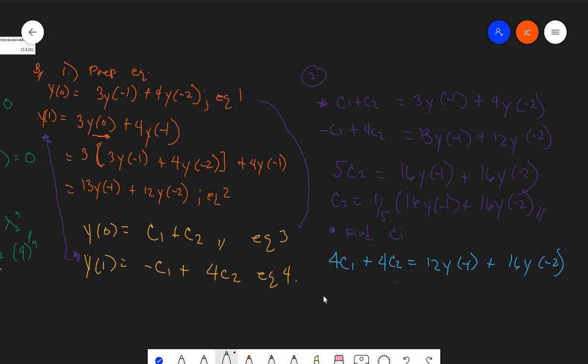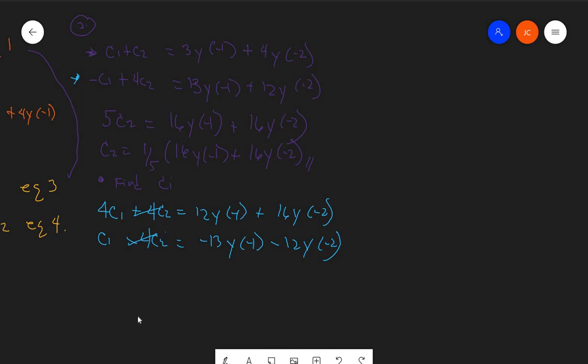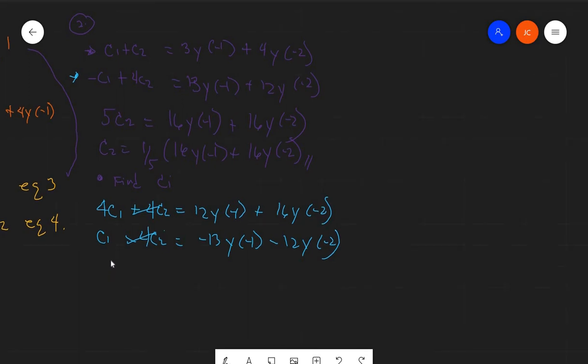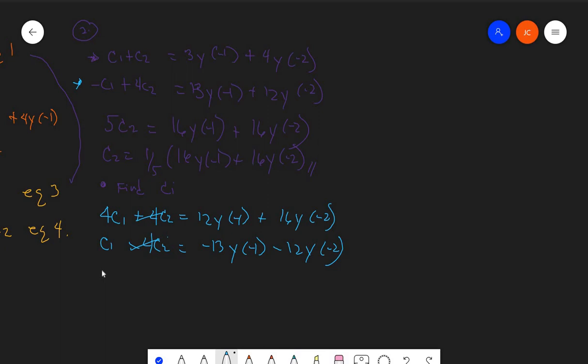Okay, so we're going to multiply this second equation by negative 1. So it would be c1 minus 4c2 is equal to negative 13 y[-1] minus 12 y[-2]. Cancel this one, cancel this one, and the answer would be 5c1 is equal to negative y[-1] plus 4y[-2].